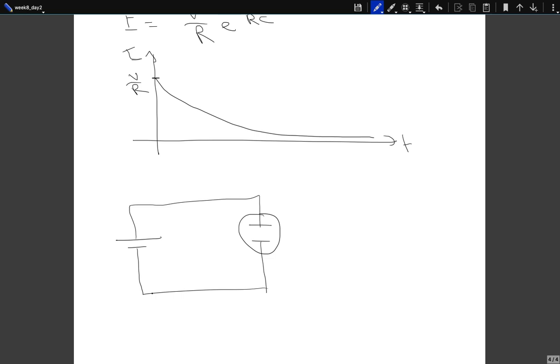So basically, if there is a potential difference between the points A and B, if VAB is larger than some critical value, then you get an electric discharge through this tube, and it will glow. You will get light.